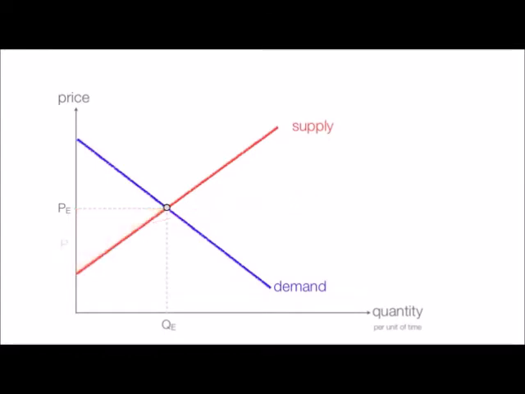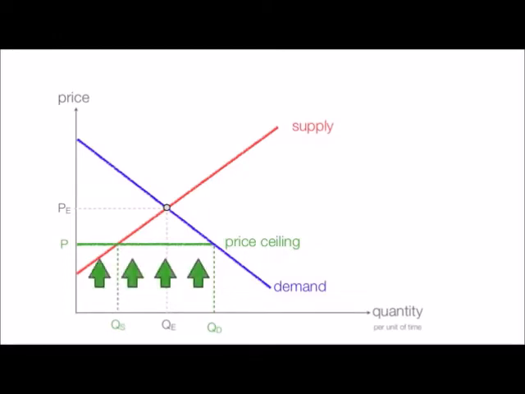Let's imagine the government imposes a price ceiling right here. We'll label that price ceiling. Quantity demanded is there, and quantity supplied is here. A price ceiling is a price the government doesn't allow to rise above. It's a ceiling. Now I'm going to talk about what happens to consumer and producer surplus with a price ceiling.